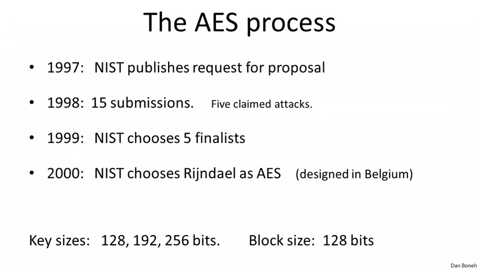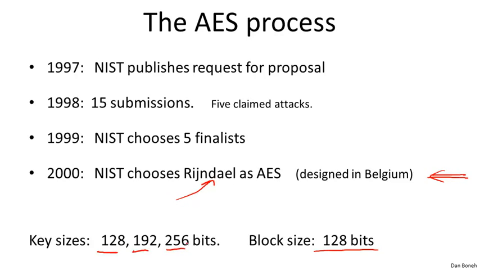NIST started this effort in 1997 when it requested proposals for a new block cipher. It received 15 submissions a year later, and finally in the year 2000 it adopted the cipher called Rijndael as the Advanced Encryption Standard. This was a cipher designed in Belgium, and we already said that its block size is 128 bits, and it's got 3 possible key sizes: 128 bits, 192, and 256.